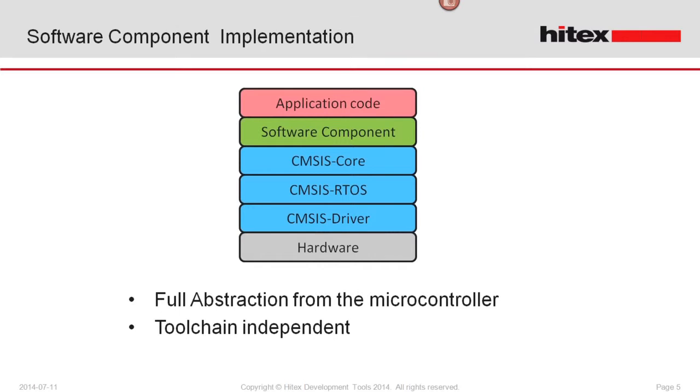So this allows us to make a software component that uses these CMSIS standards, so we can talk to the Cortex processor with CMSIS Core, we can run in a small footprint operating system with CMSIS RTOS, and we can talk to some key peripherals via CMSIS Driver. So this allows us in effect to completely abstract our code from the microcontroller, and it's also toolchain independent as well. So once we've developed our code to use these CMSIS specifications, we can then move it onto any other microcontroller that supports those standards.